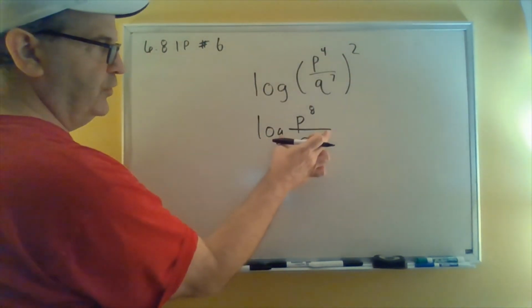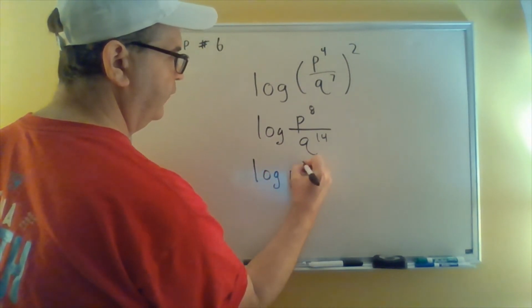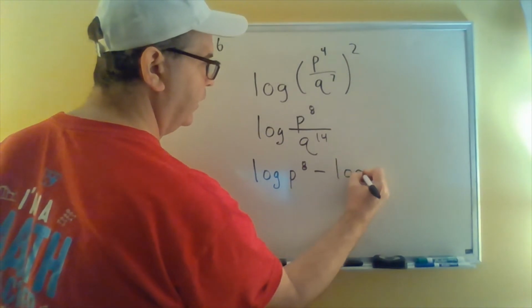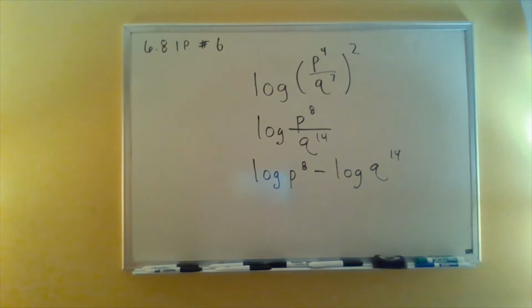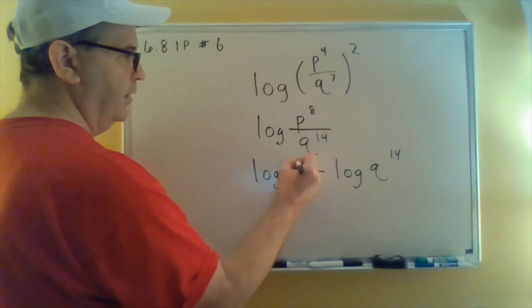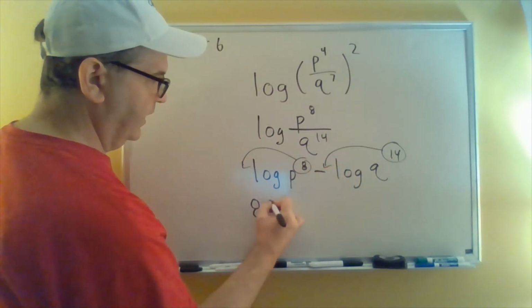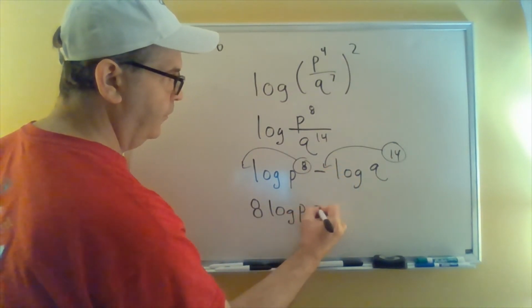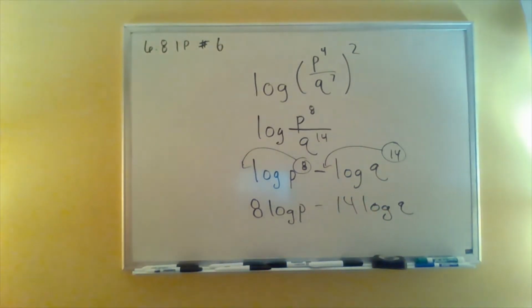Now I can use my quotient property to split these apart. So I will get the log of p to the 8th minus the log of q to the 14th. All right, now I'm going to use my power property, and I'm going to move these exponents out front. So I'll end up with 8 times the log of p minus 14 times the log of q. So there's my answer for number 6, 8 times the log of p minus 14 times the log of q.